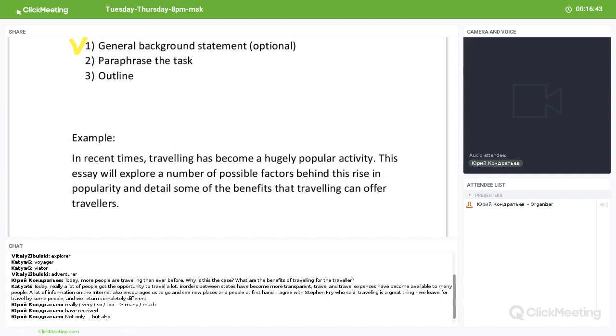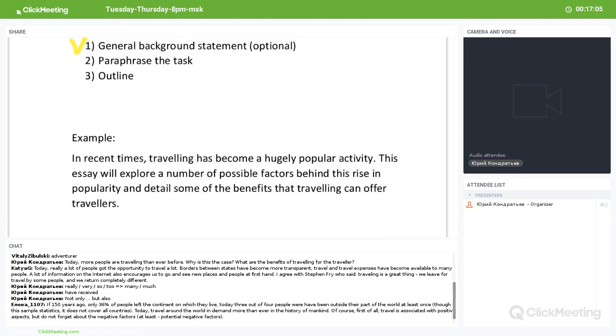people. And if you use "not only have the borders between states become", you use an inversion, which is an advanced grammar construction, and it will be really beneficial for your essay. So I agree with Stephen Fry, who said traveling is a great thing. We leave for travel as some people and we return completely different.